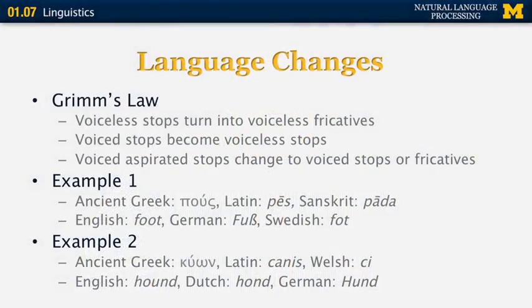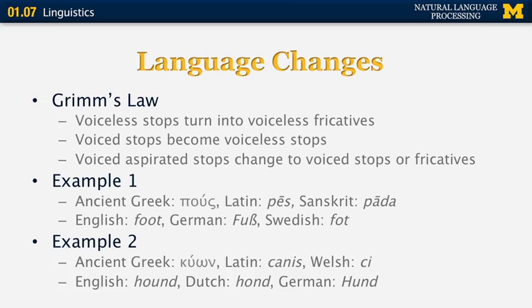Another subject that linguists study is the change of language over time. So I'll give you some examples here. One specific example is Grimm's law. Grimm's law tells you how words in a wide range of languages changed over the years in a very systematic way. So what used to be voiceless stops turned into voiceless fricatives. What used to be voiced stops became voiceless stops. And finally, what used to be voiced aspirated stops, aspirated are the ones that are pronounced with an aspiration, those changed to either voiced stops or fricatives.